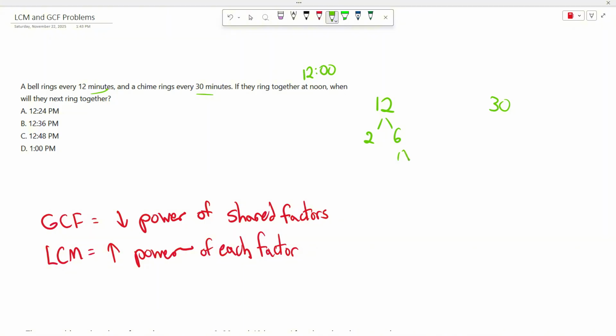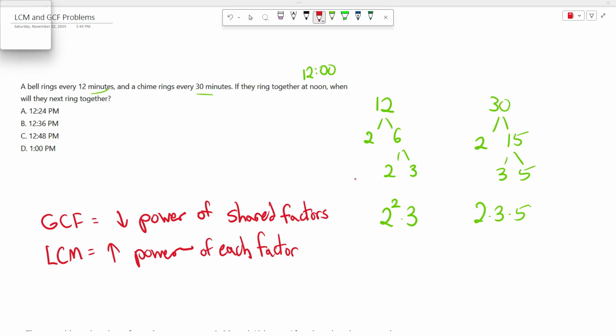We got 12, 2, and 6, and then 6, 2, and 3. This will leave me with 2 squared times 3. Over here with the 30, we got 2 and 15. We've got 3 and 5, and we're left with 2 times 3 times 5. Now, we're looking for the least common multiple because we're looking at intervals not smaller than 12 minutes and 30 minutes, but intervals past 30 minutes, intervals past 12 minutes. Now, in order to find our least common multiple, we just have to take the greatest power of each factor.